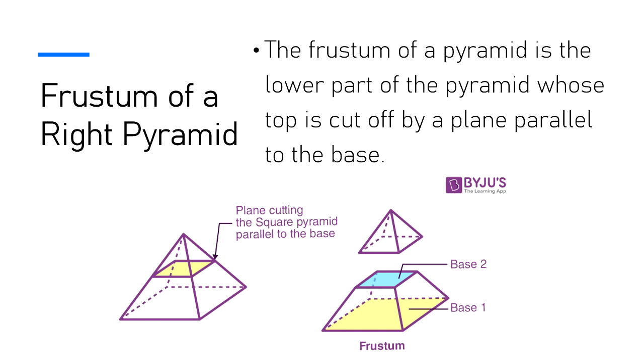The frustum of a pyramid is the lower part of the pyramid whose top is cut off by a plane parallel to its base. So we see here in our illustration, we have a plane parallel to the base cutting our square pyramid. We take off the top, and what is left will be the frustum.